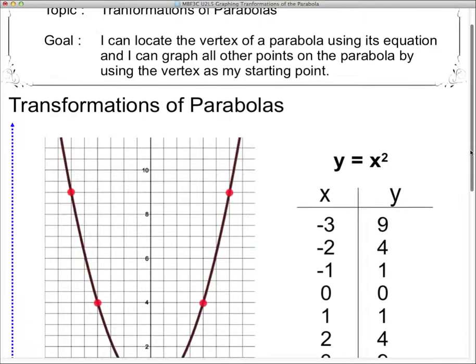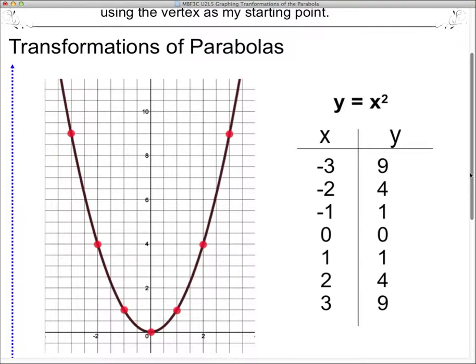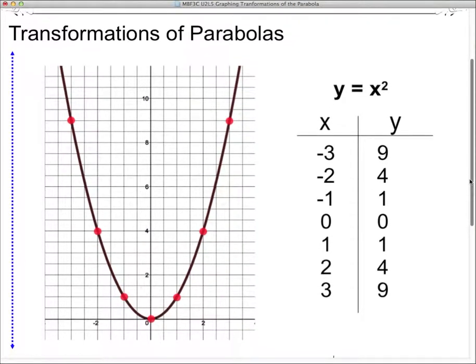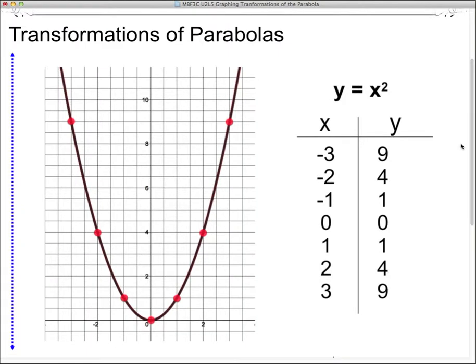In the last video, we talked about how to use the equation to find the vertex. But I'm going to go back to the very basic parabola right now. This is just y equals x squared. This is the simplest possible parabola we can get, where in order to get our y value, what we do is square the x value. So I'm showing you the table of values, and here we take our x value, and when we square that x value, we get the y value.